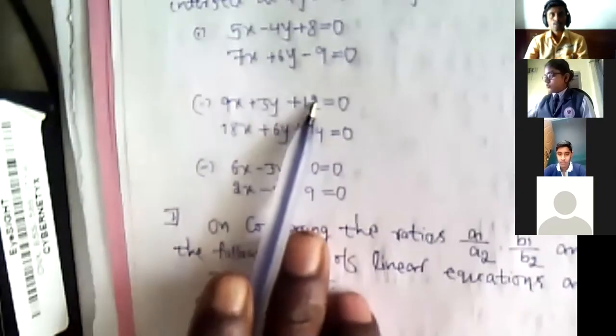And the second and third one you can write it. 9x plus 3y plus 12 is equal to 0. 18x plus 6y plus 24 is equal to 0.